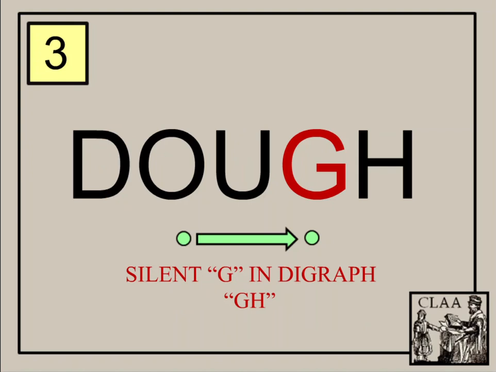The third basic sound made by the English letter G is no sound at all. It's silent. In this word, we again see the digraph GH, but here the digraph is silent. Let's read this word together with the letter G silent. Do, do, do. The third sound of the letter G is the silent G.